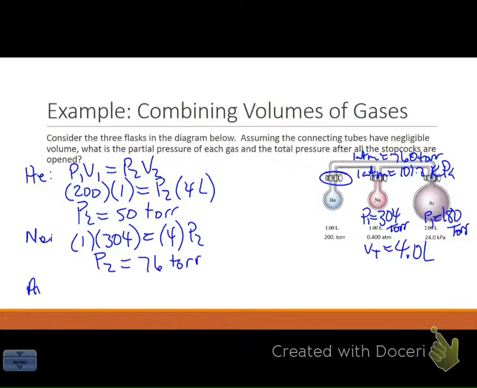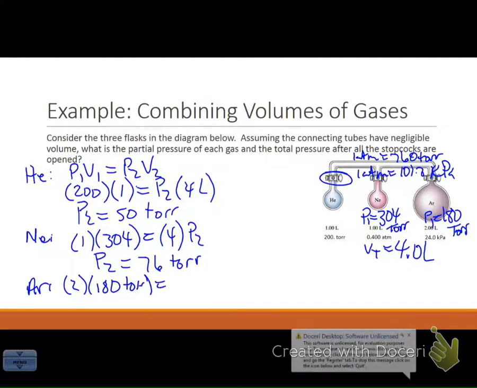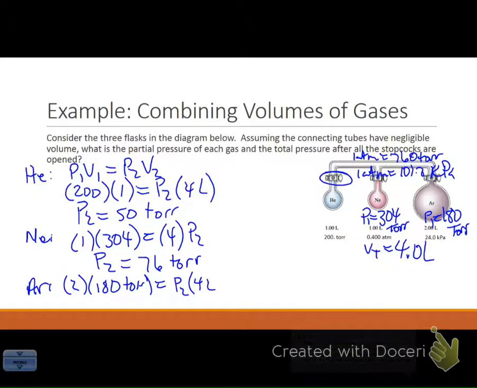And for argon, this time we have 2 liters with 180 torr. And then we're going to change that into 4 liters. And I got 90 torr for that one. So those are the partial pressures.